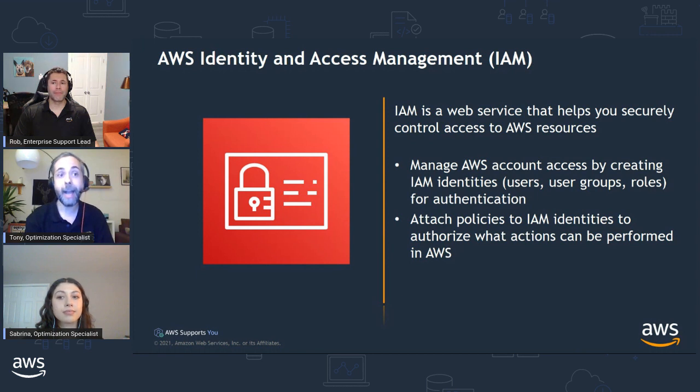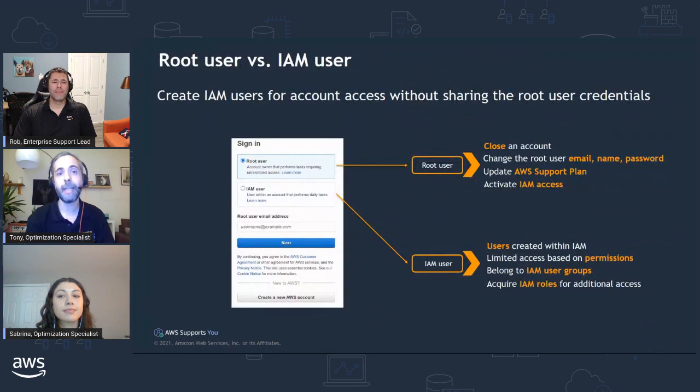You can create IAM identities and attach IAM policies to those identities to authorize what actions can be performed in AWS. When you first log in to your AWS account, you do that as a root user, which provides you full access to all resources in the account. For this reason, it is a best practice to limit the root user credentials just to the account owner and use an IAM user with appropriate permissions to perform tasks and access AWS resources.